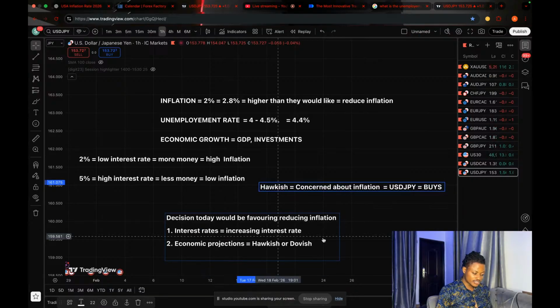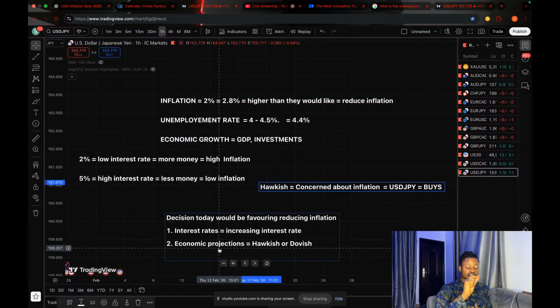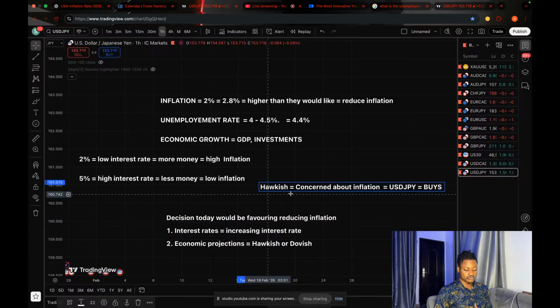they are not increasing interest rates. Inflation is still high. So the only thing they want to do is use economic projections to talk about how inflation is a bit high and how they are likely going to increase rates in future. And if they give a hawkish tone, concerns about inflation, USDJPY buys.